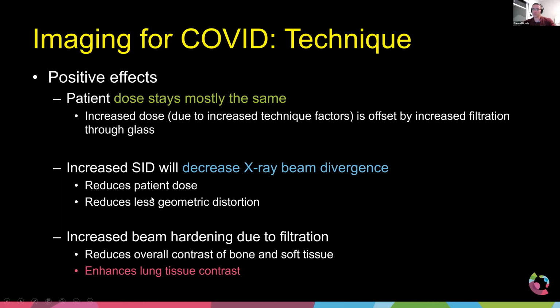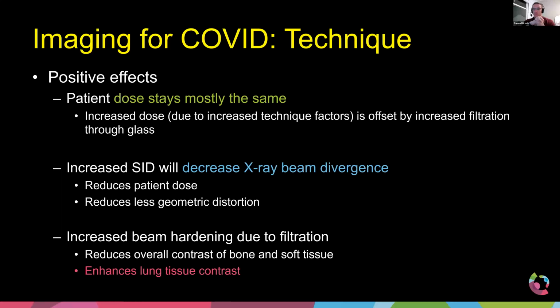And geometric distortion, so yes, you're imaging at weird angles, but the distance factor will also help so that the edges are not as bad, and just the image quality will be slightly better in some ways. All right. And then because we are imaging through glass, which is a very strong filter, this has the effect of reducing the overall soft tissue bone contrast.